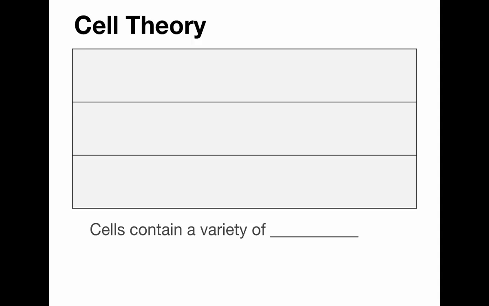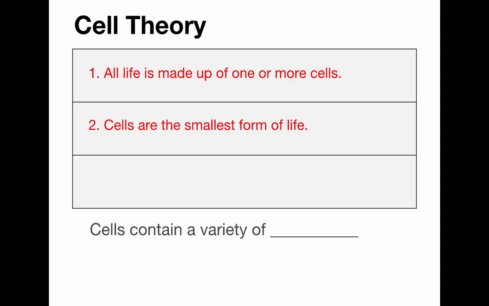So after Leeuwenhoek, lots of other scientists studied cells from all sorts of different organisms and all different contexts. They started to put together these ideas into what's called the cell theory, which is basically, here's what we know about cells, the very basic things. Okay? There's sort of 3 parts to the cell theory. First off is that all life is made of 1 or more cells. The second part is that cells are the smallest form of life.